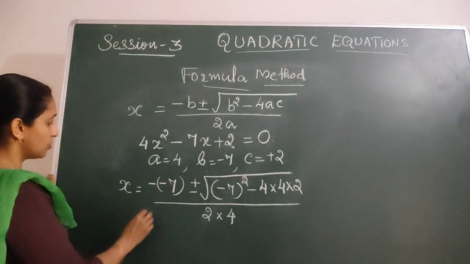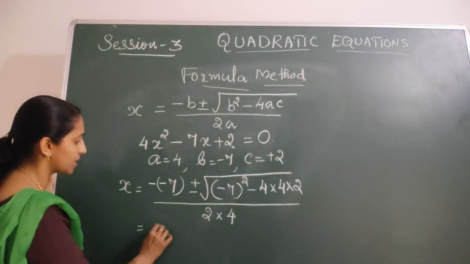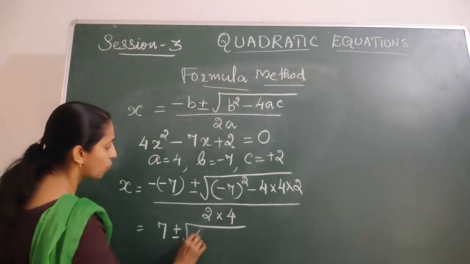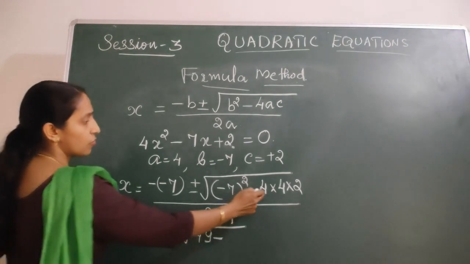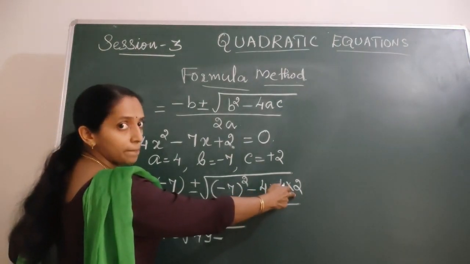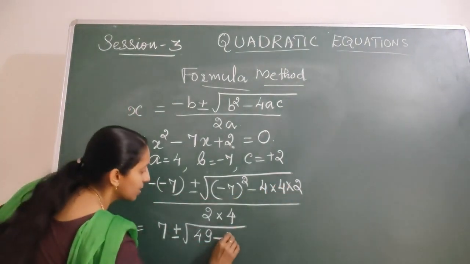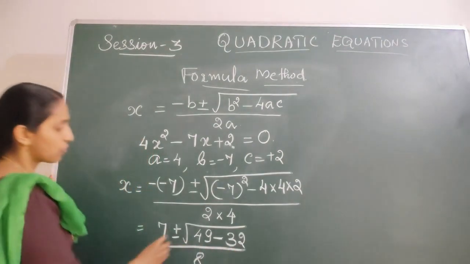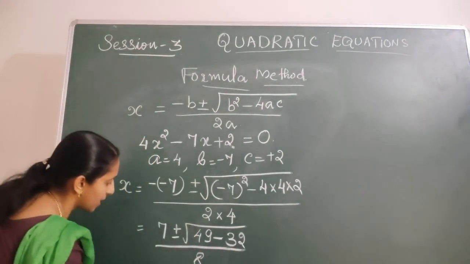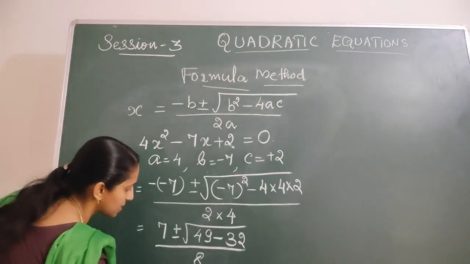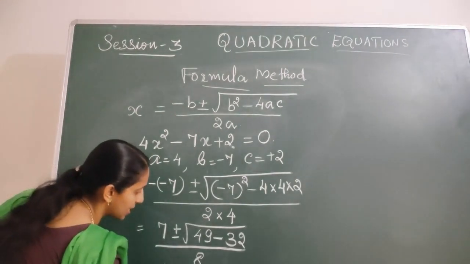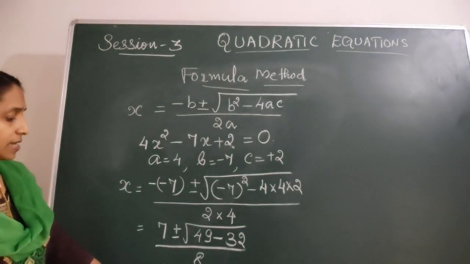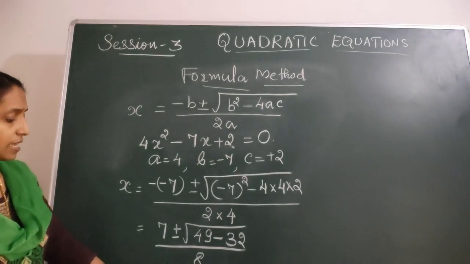After substituting the values, you will simplify it. Minus of minus 7 comes as plus 7 plus or minus under root 49 minus 4 fours are 16, 16 twos are 32, divided by 8. So 49 minus 32, what will you get? 7 plus or minus under root 17 upon 8.